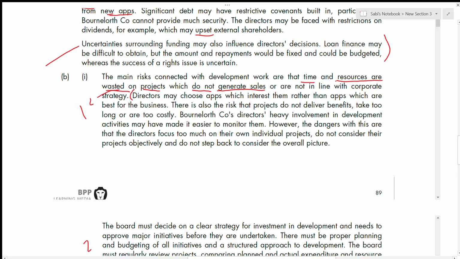Directors may choose apps which interest them rather than the best for the business. Third, in fact they are giving more than 3, but you have to give 3, right? There is also the risk that projects do not deliver benefits, take too long or are too costly. Then the directors' heavy involvement in development activities may make it easier to monitor them, right? However, the dangers with this are that the directors focus too much on their own individual project, do not consider their projects objectively, and do not step back to consider the overall picture. So these are a few of the risks.